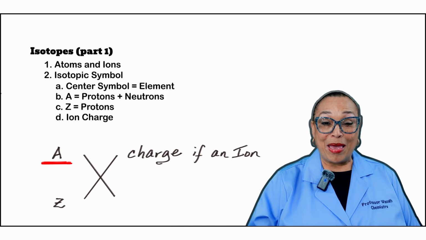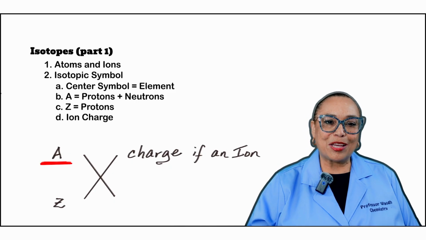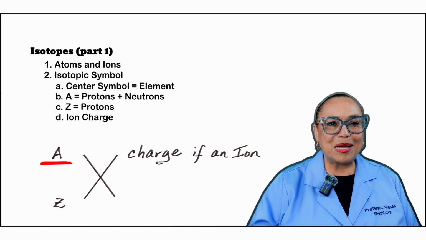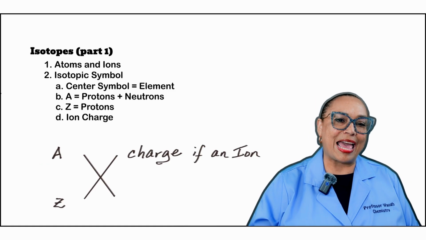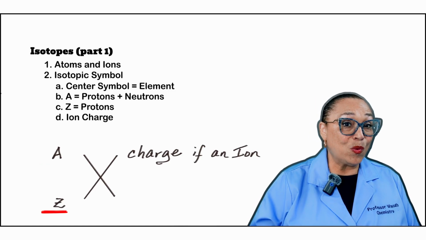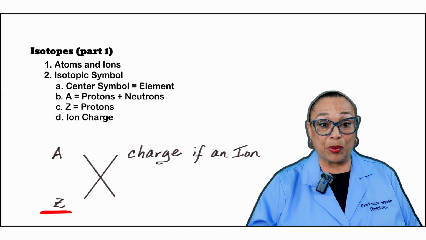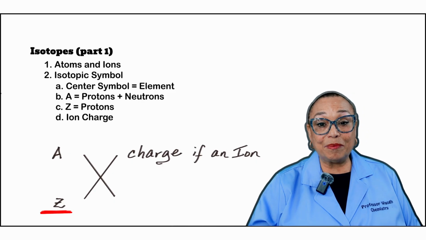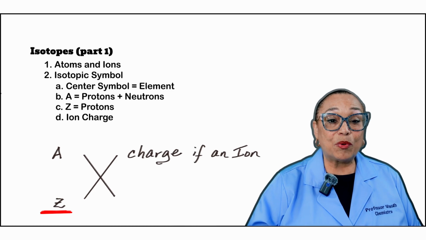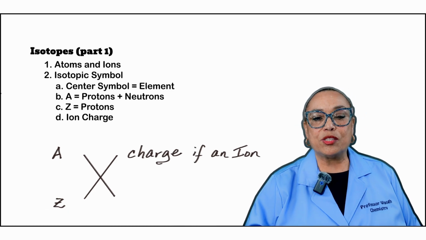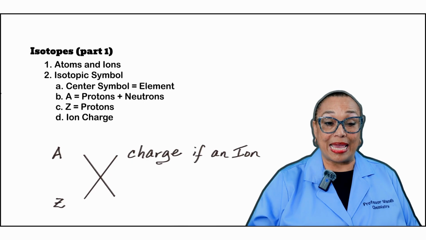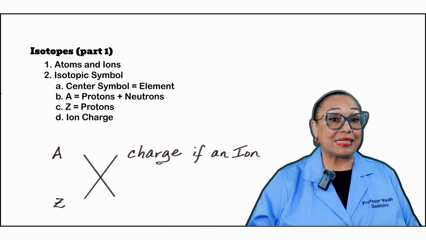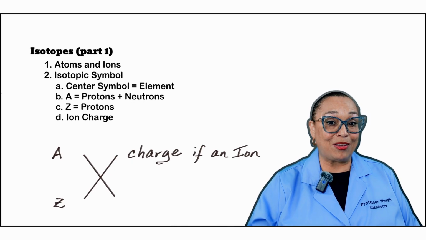A, which is the mass number, or the number to the top left of the symbol, is the sum of the isotope's protons and neutrons. Z, which is called the atomic number, or the number to the bottom left of the symbol, is the number of protons, which means all of the isotopes of the same element should have the same Z value.